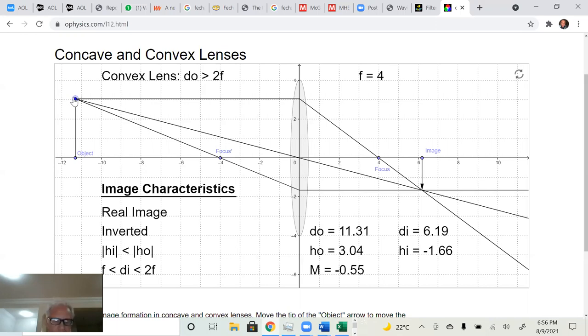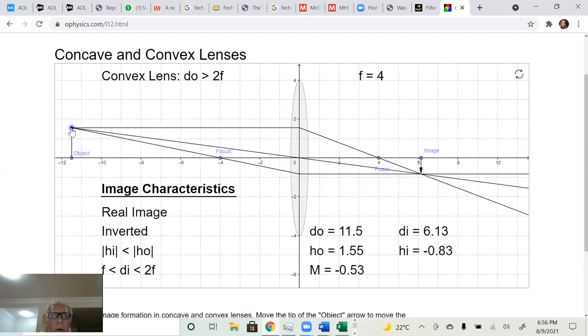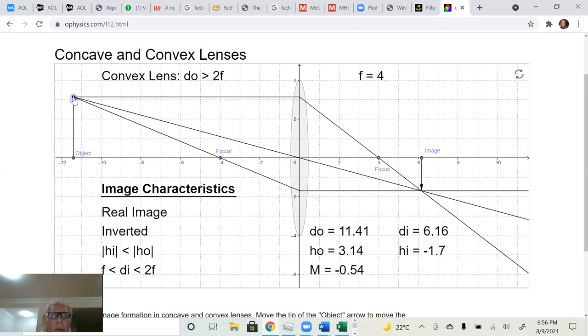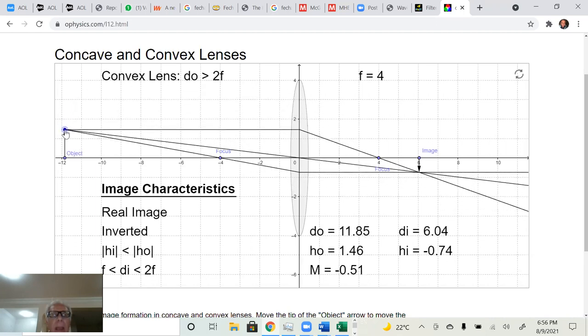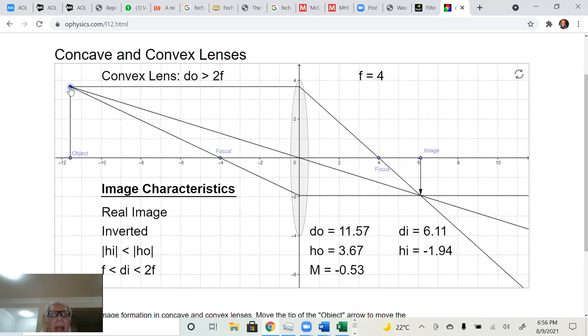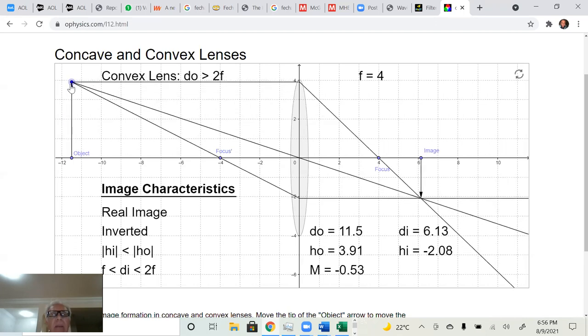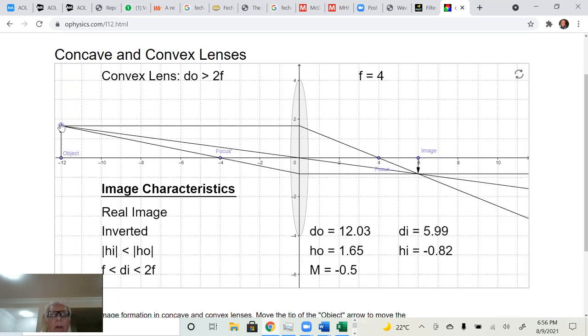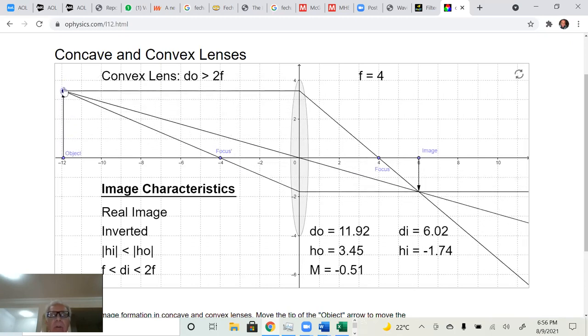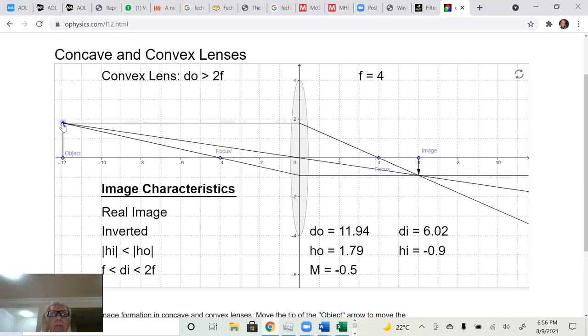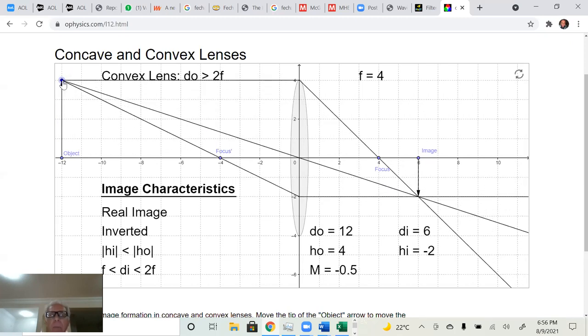It doesn't matter if the object is higher like that or lower. Every light ray that follows a path parallel to the axis of the lens is going to be refracted towards this focal point. The focal point is a very important point of a lens. Do you see that? This point here doesn't change.